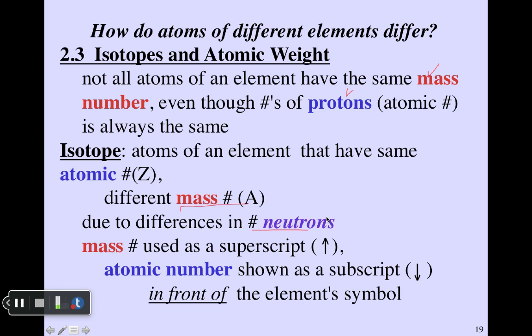The mass number is used as a superscript in front of a symbol. So for example, if you wanted to talk about an isotope of carbon that happens to be radioactive, we'll call it carbon 14. The mass number is up here, and the atomic number is shown as a subscript underneath that. There is a symbol or a tool on Mastering Chemistry that allows you to do this on homework should you need to do it.